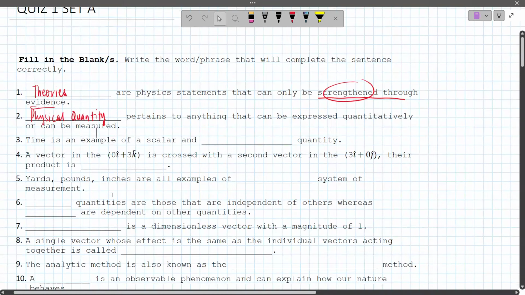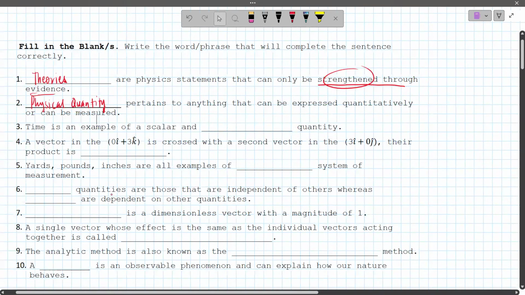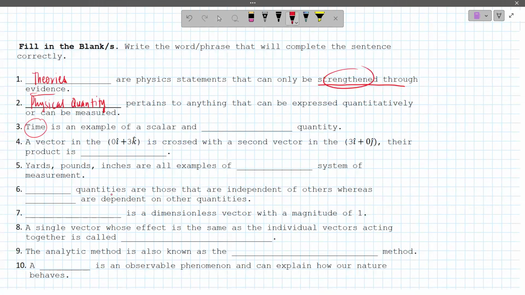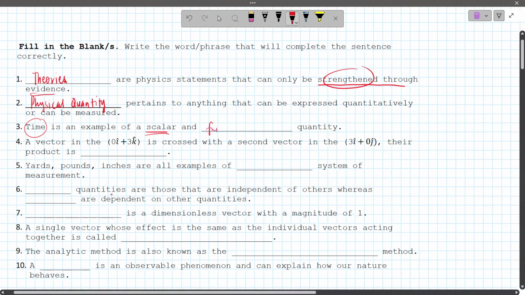Time is an example of a scalar and blank quantity. For time, we have the nature and the type of physical quantity. We already mentioned here that it is scalar. What goes with scalar is vector. The other one, in terms of nature, is fundamental and derived. So time is obviously a fundamental quantity.